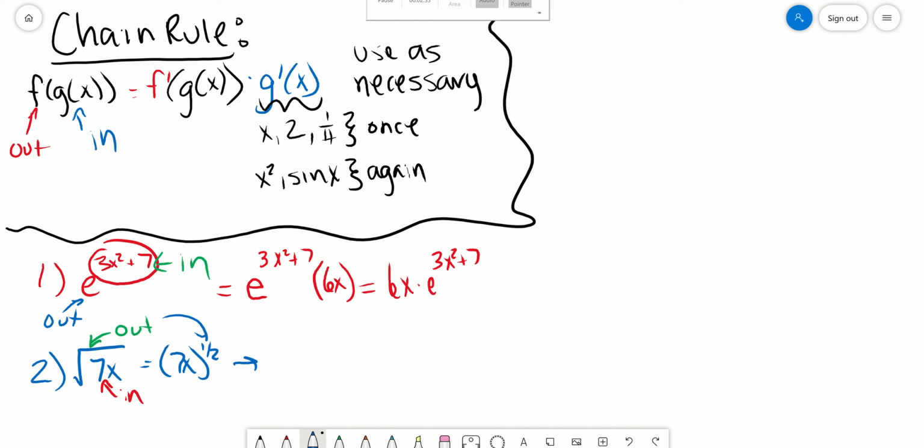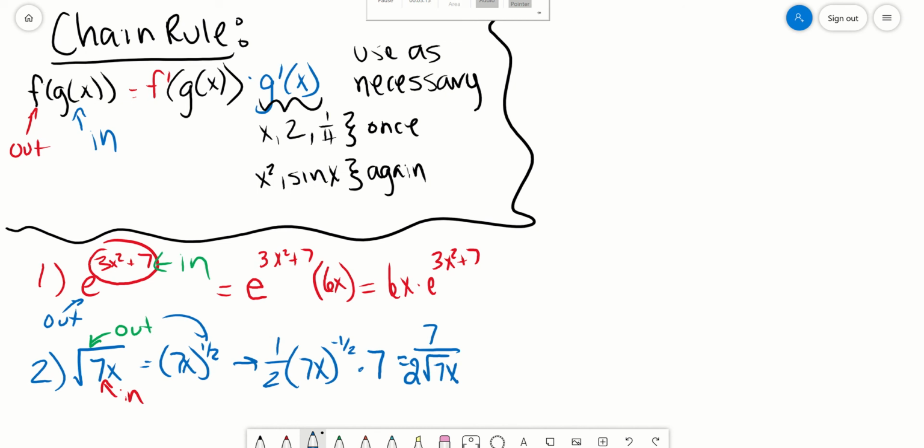So as you go to take the derivative of this, we do the power rule, keep the inside, then you have to multiply by the derivative of the inside, which is 7. So again, they're not going to write it like that. That 7 is going to go on top, and then 2 square root of 7x is going to go on bottom.